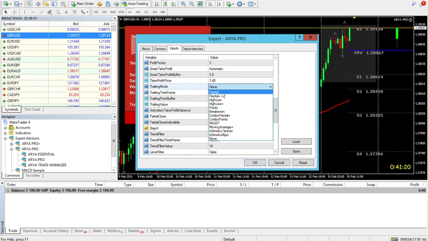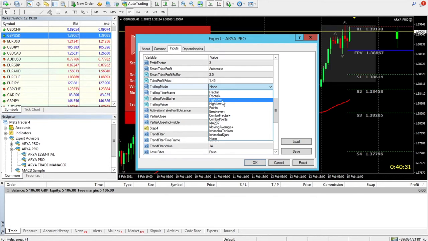If you choose fractal, ARYA will identify fractals opposite to the trade direction chosen to position the trailing stop. If you decide to buy, then ARYA will position the trailing stop on the last confirmed inverse fractal. This type of trailing stop is most suitable when there is a strong trend. With Fractal Plus, ARYA will secure your winnings by shifting the stop loss onto fractals found only in the trade's profit zone. This is the area between your entry price and your take profit.